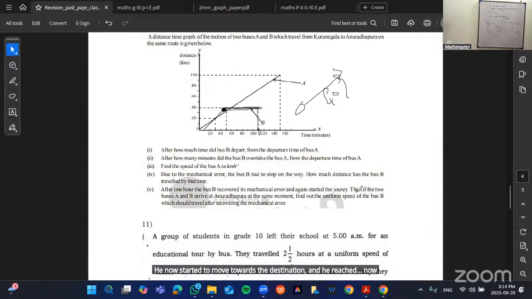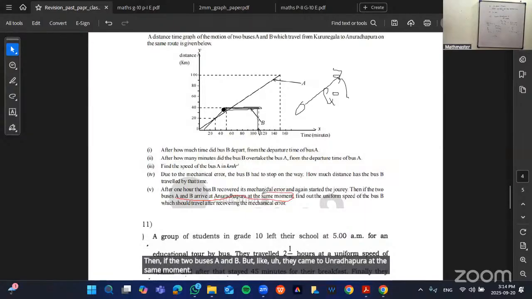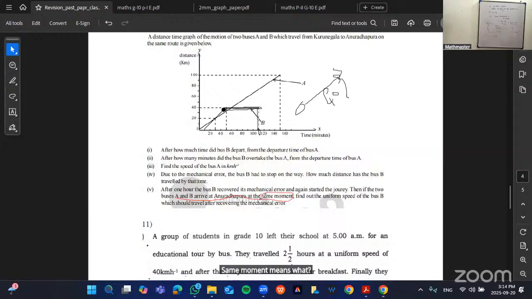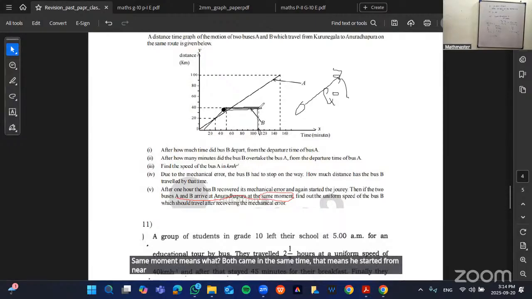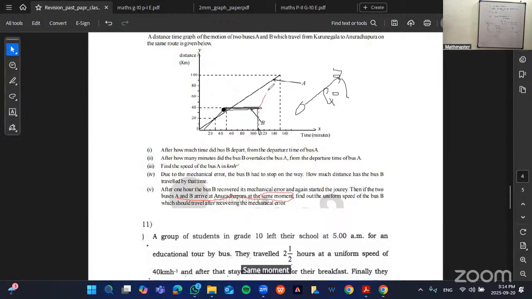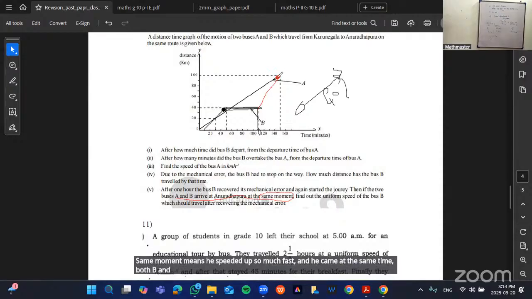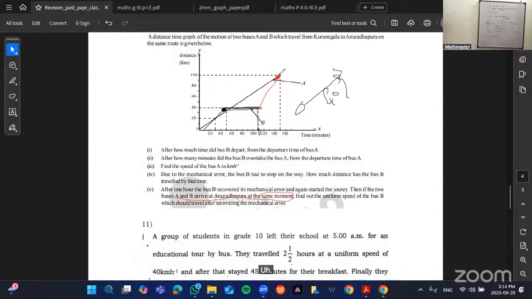Now see, the two buses A and B came to Anuradhapura at the same moment. Highlight this word, same moment. Same moment means both came at the same time. That means A started from here, and B started from here. Same moment means B sped up so much and came at the same time. Both B and A came to the destination. This is what they say. Right? You have to think about this.